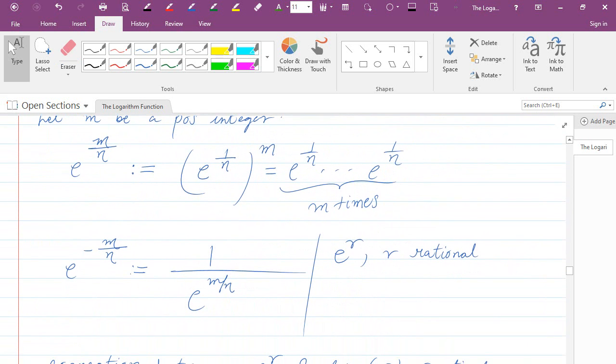Finally, what if I have a negative rational number? Well, that's easy. E to the negative m over n is equal to 1 divided by e to the m over n, and we already have a meaning for the denominator here from this equation.